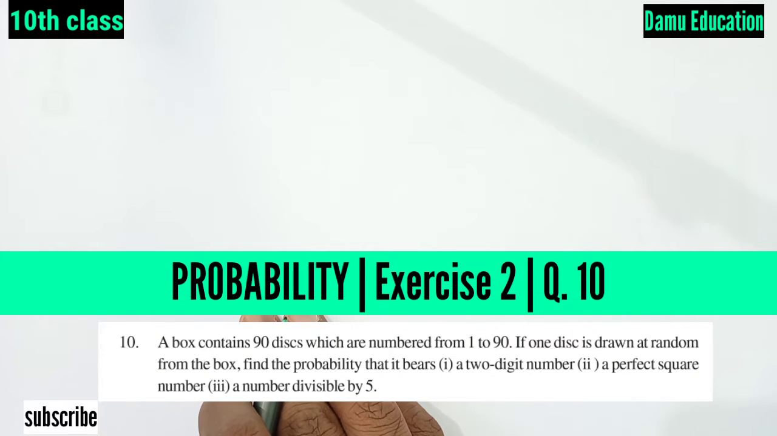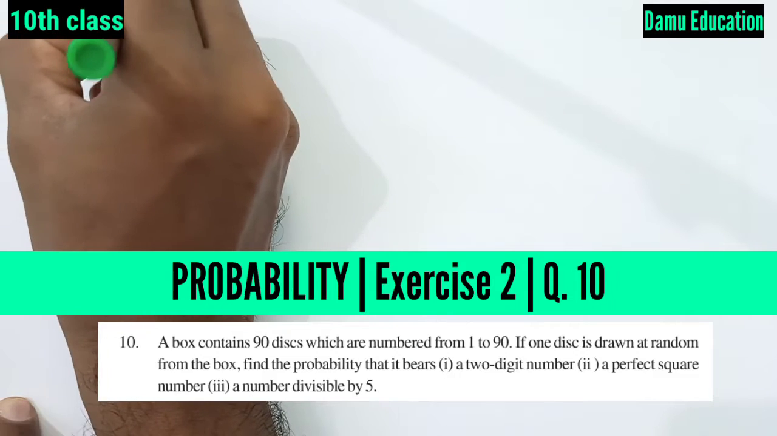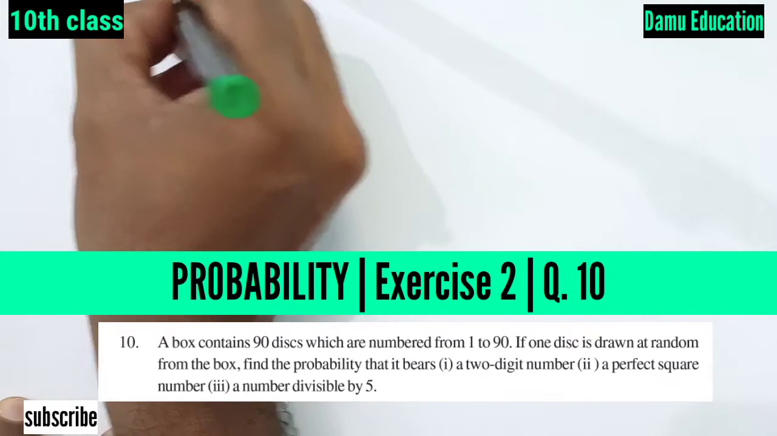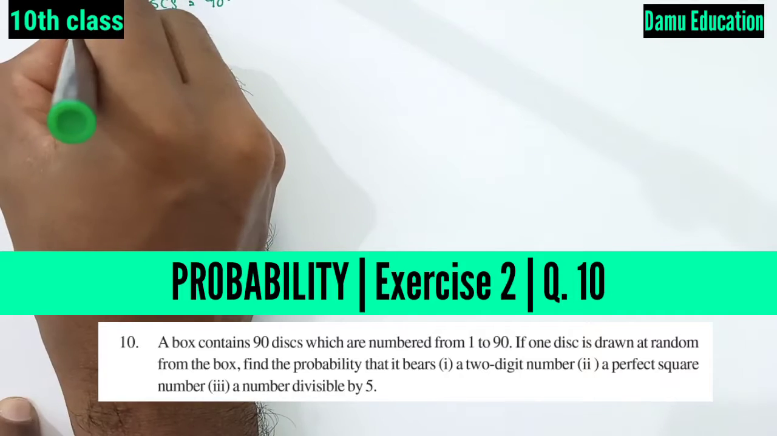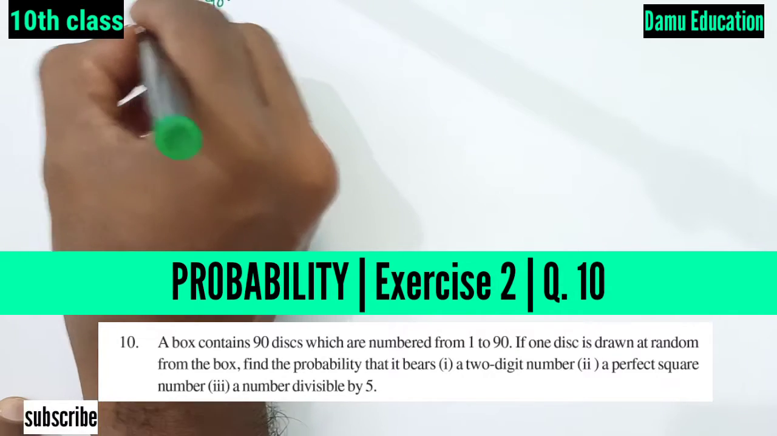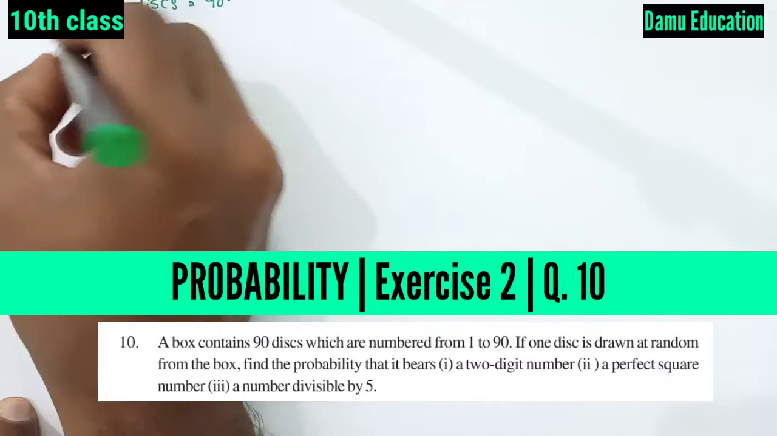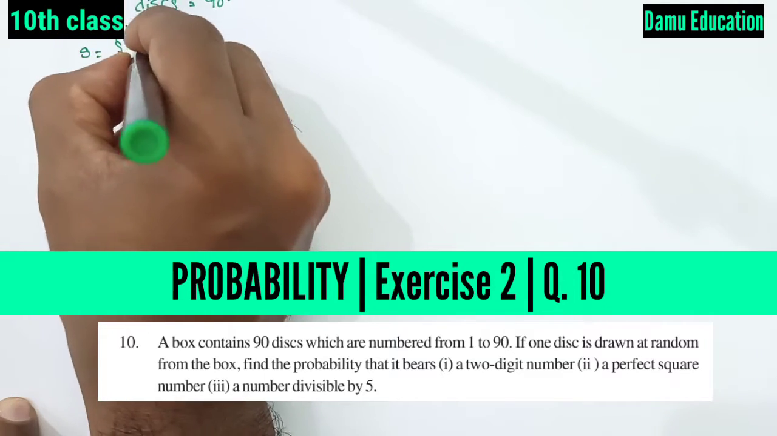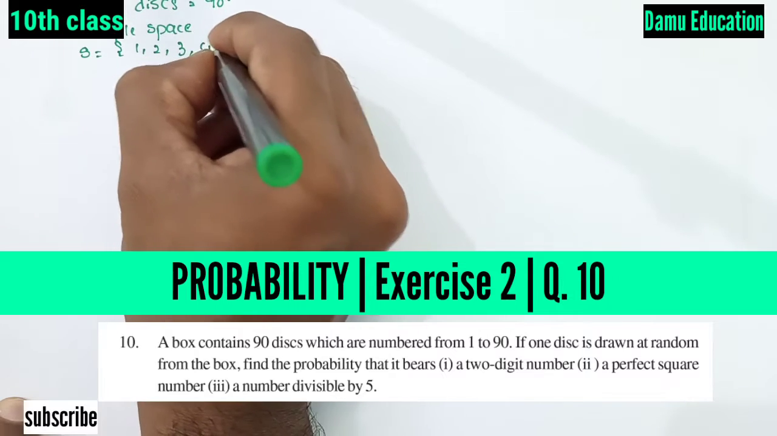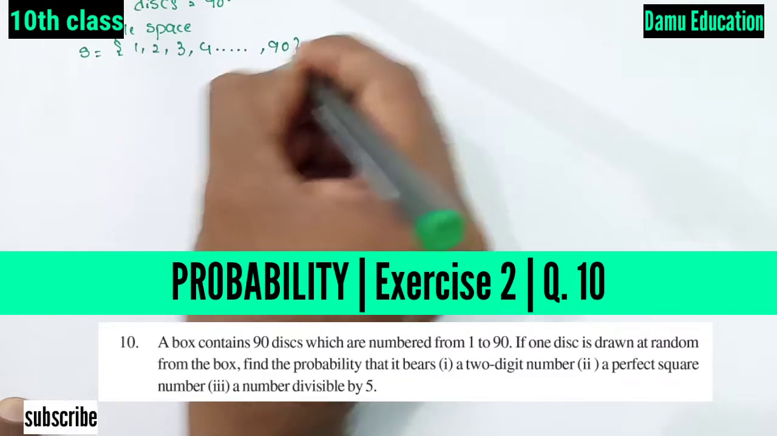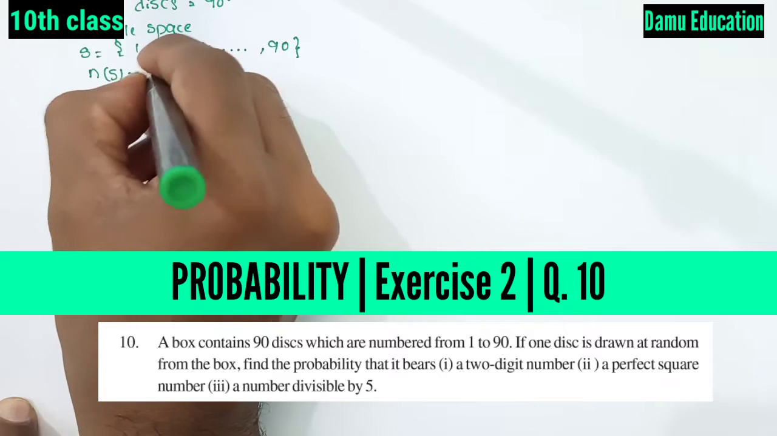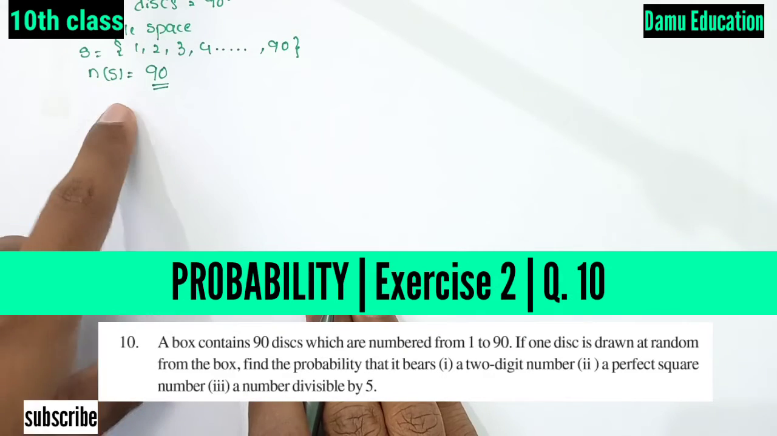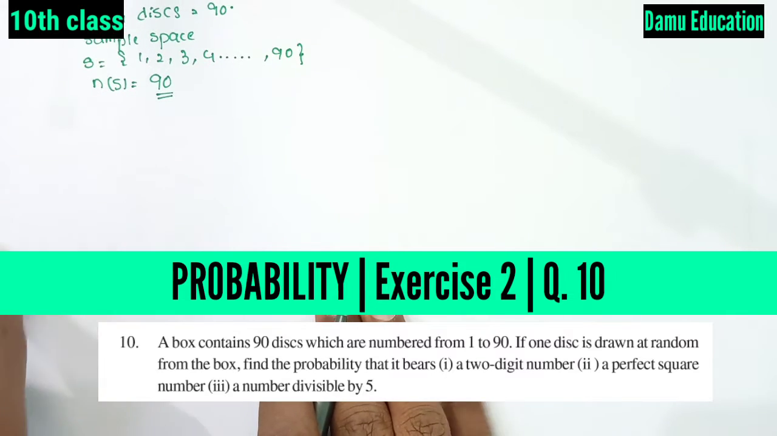A box contains 90 discs which are numbered from 1 to 90. So how many discs? Number of discs is 90. Let's write the sample space for this. The set of sample space, capital S, contains the numbers from 1 to 90. So the number of elements in the sample space is 90.